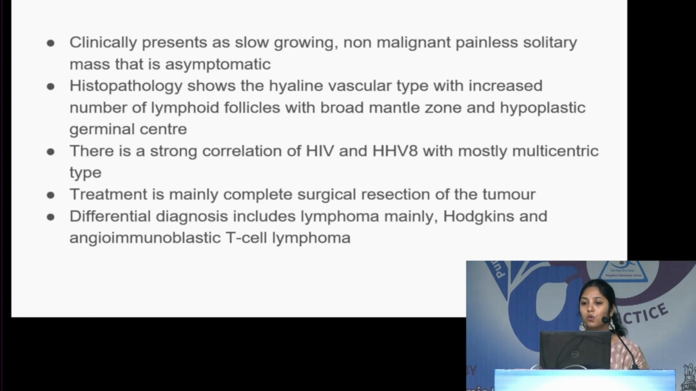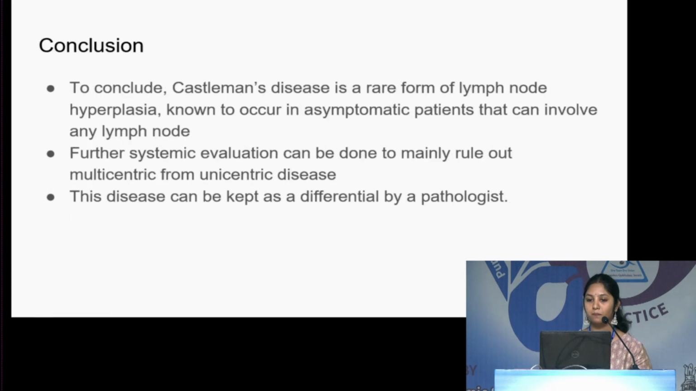Clinically, it presents as a slow growing, non-malignant, painless mass that is asymptomatic. Histopathology of the hyaline vascular type shows an increased number of lymphoid follicles with broad mantle zone and hypoplastic germinal center. This disease also has a correlation with HIV and HHV-8 virus, mostly in the multicentric type. Treatment right now is only complete surgical resection of the tumor. Differential diagnosis is lymphoma, Hodgkin's, and angioimmunoblastic T-cell lymphoma.